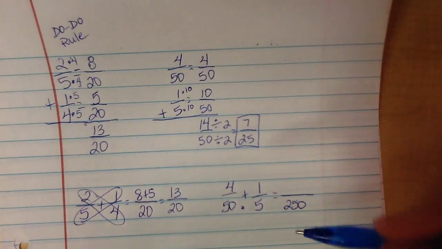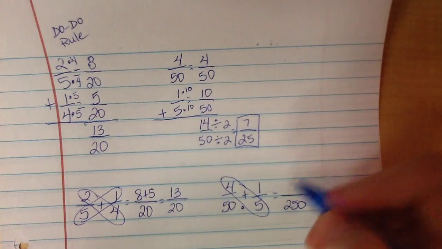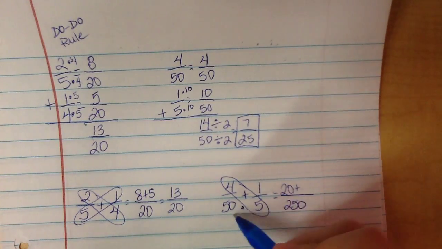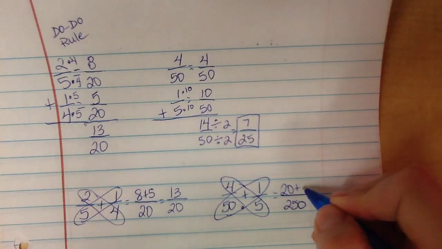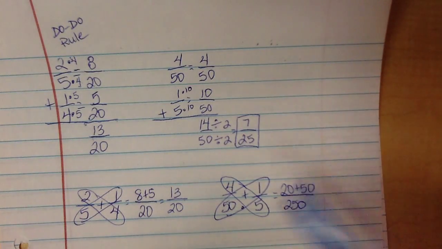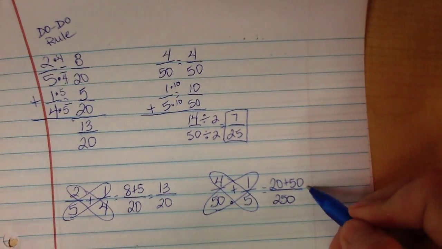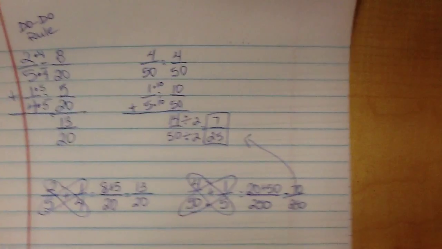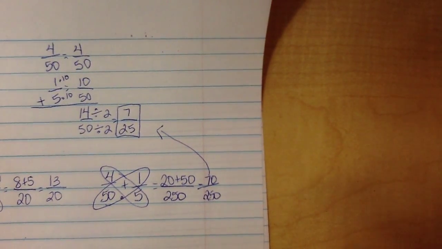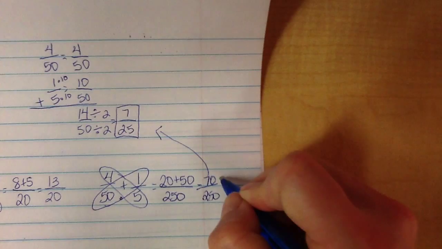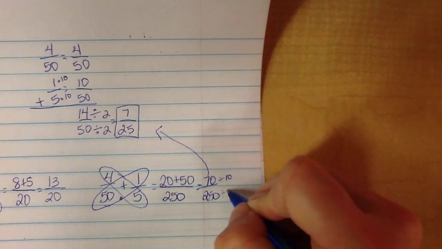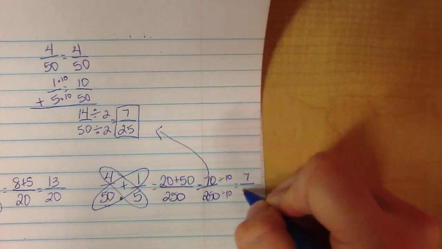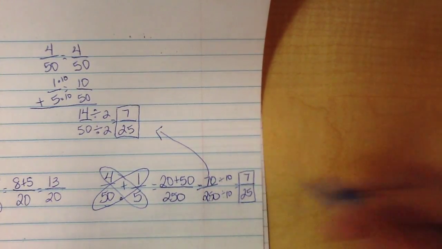You're going to start with your left numerator. You're going to multiply 4 times 5, which is 20. And then you're going to multiply 50 times 1, which is 50. If this was a subtraction equation, you would do it the exact same way, except you would just subtract in the middle. So now we're going to add them, and we have 70 over 250. You'll notice that this is different from our original answer, which was 7/25, and that's because it's not in simplest form. So if I look at this, I can see that I can divide them both by 10 by doing the do-do rule, and my answer is 7/25.